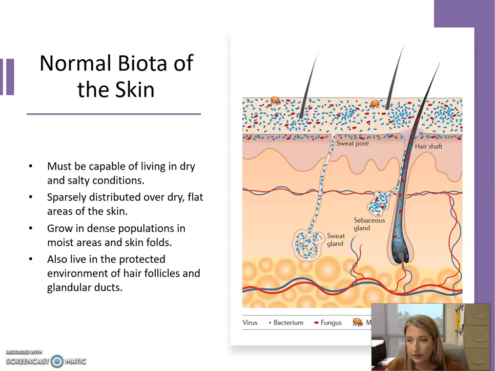You definitely have more on areas of your body that are prone to moisture and less on areas of your body that are more dry, but consistently you have some type of normal biota pretty much over the entire surface of your skin. And we talked in previous lessons about how the normal biota can make a harsh environment for potentially pathogenic bacteria. That concept is known as microbial antagonism. So normal biota are very important on the skin.